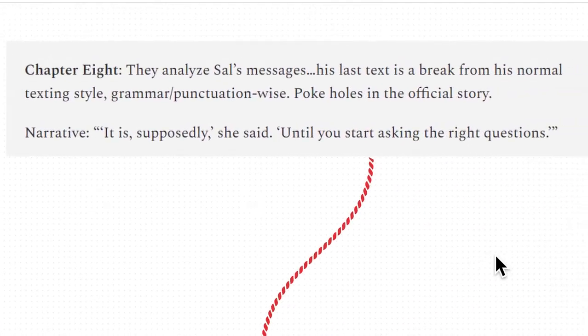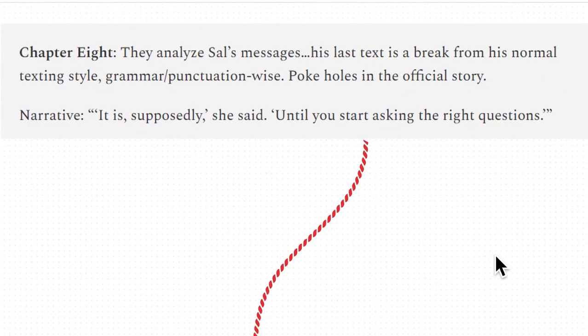In chapter 8, they analyze Sal's messages. His last text is a break from his normal texting style, grammar and punctuation-wise, and this pokes holes in the official story. It is supposedly, she said, until you start asking the right questions. And the "it" there is the official story. So with chapter 7 and chapter 8, the more holes in the story, the more curious we are about what really happened.